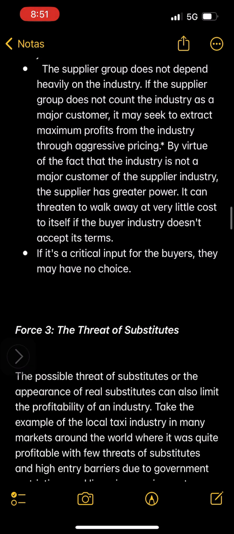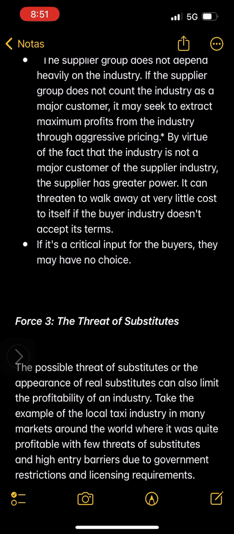If the supplier group does not count the industry as a major customer, it may seek to extract maximum profits from the industry through aggressive pricing by virtue of the fact that the industry is not a major customer of the supplier industry. The supplier has greater power. It can threaten to walk away at very little cost to itself if the buyer industry doesn't accept its terms. If it's a critical input for the buyers, they may have no choice.